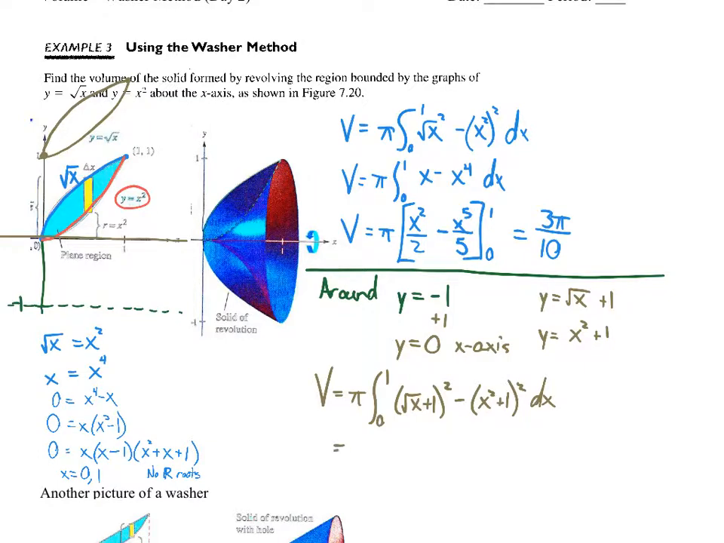So let's just wrap this one up. Simplify what's in the integral. We've got x plus 2 root x plus 1 minus x to the fourth minus 2x squared minus 1.